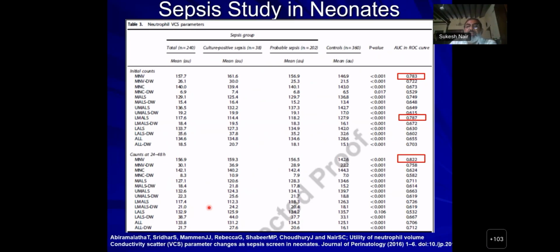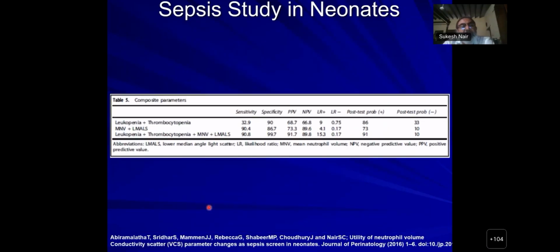In the neonatal study, we only looked at neutrophil data. We didn't look at the monocyte data. We found that the area under the curve for neutrophil volume at the time of admission or 2 days later was almost 0.82. And of course, low scatter was also close to 0.8. When we combine these two parameters, high neutrophil volume and low neutrophil scatter, along with the other parameters of sepsis like leukopenia and thrombocytopenia, the specificity of diagnosing sepsis almost came to 99.7%, and the sensitivity came to 90.8%.